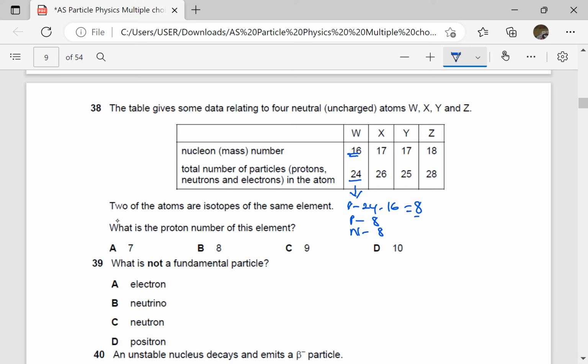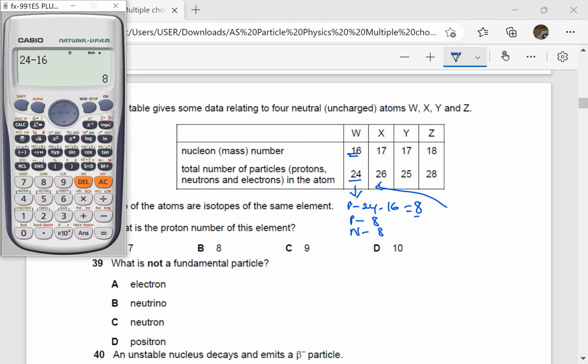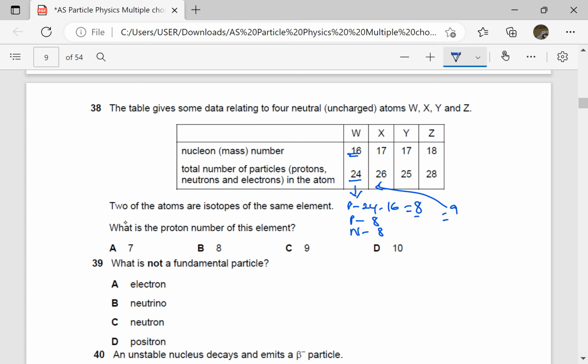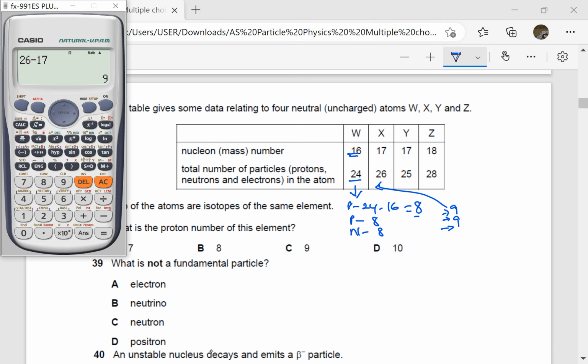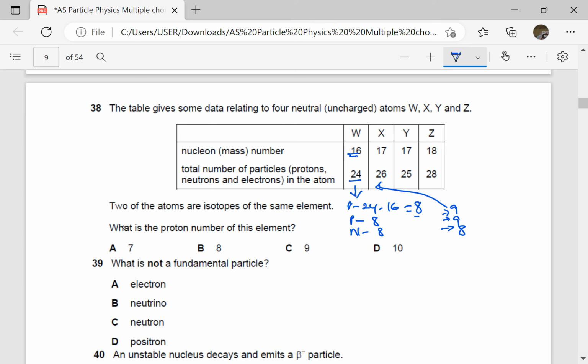Two of the atoms are isotopes of the same element. So let's check this one. The number of electrons is 26 minus 17, which is 9. The number of electrons is 9, that is the electron number. The number of protons is also going to be 9. So the number of neutrons is going to be 17 minus 9, which is 8.